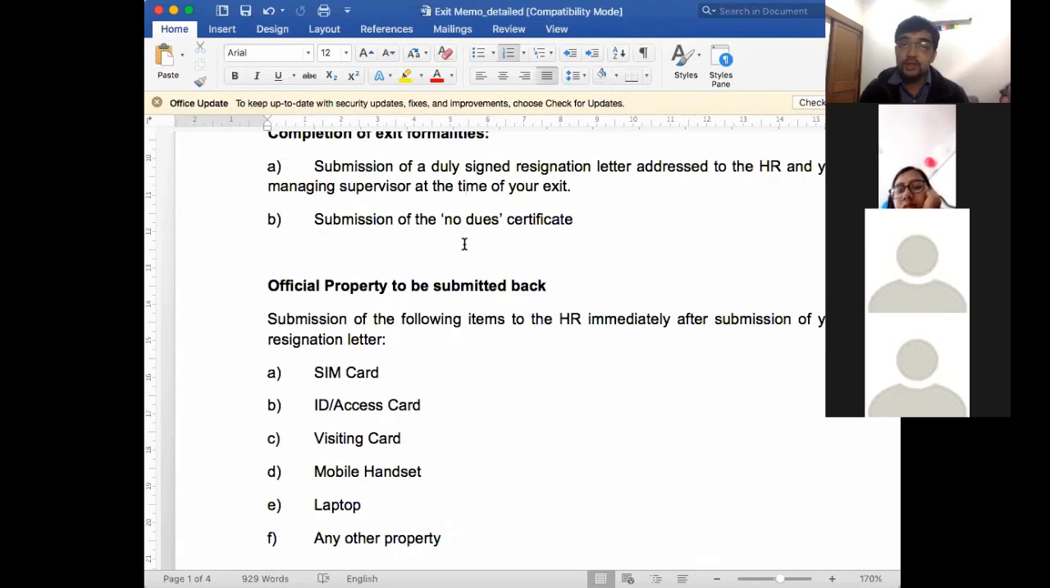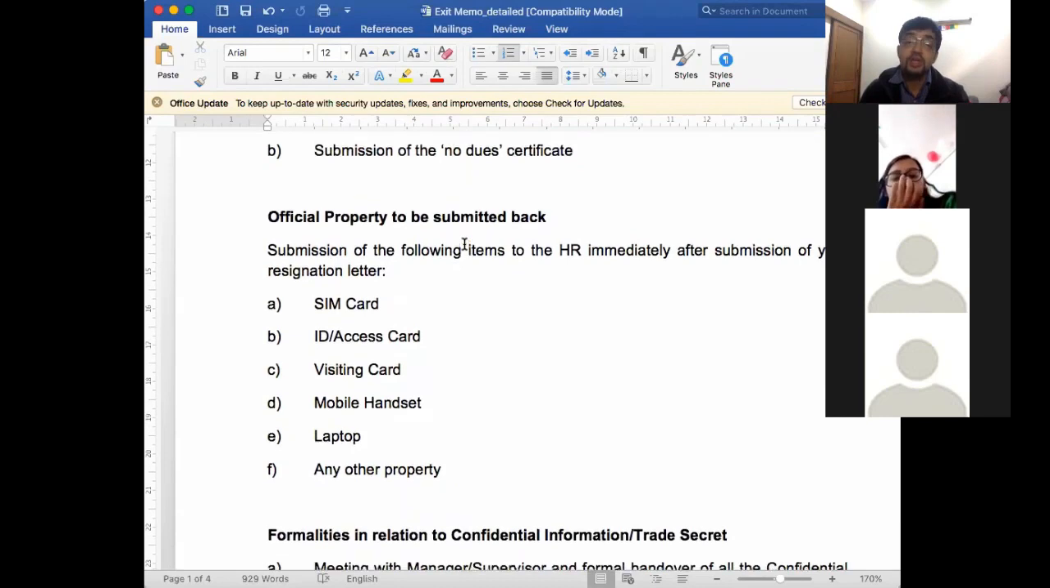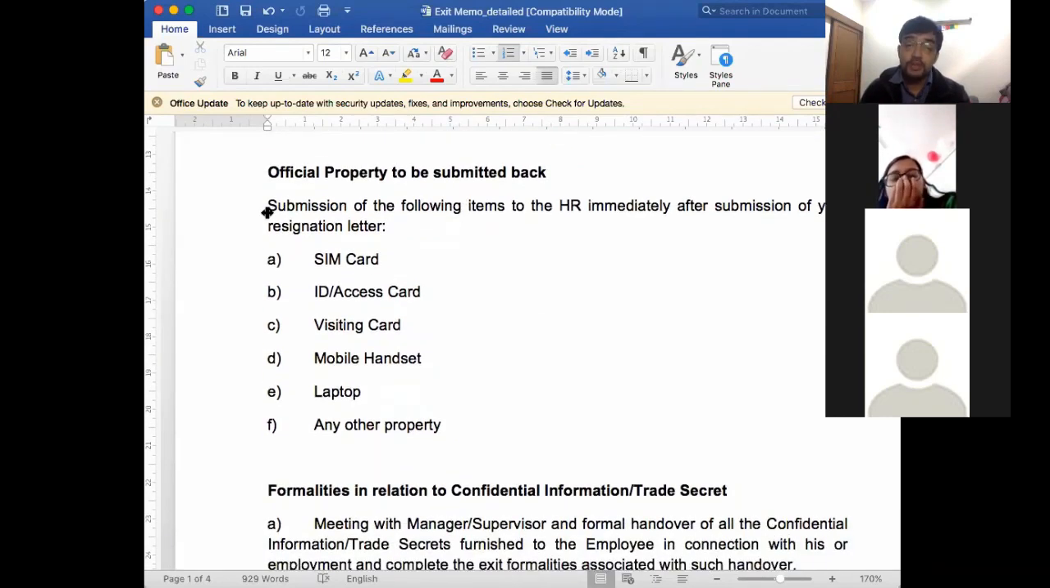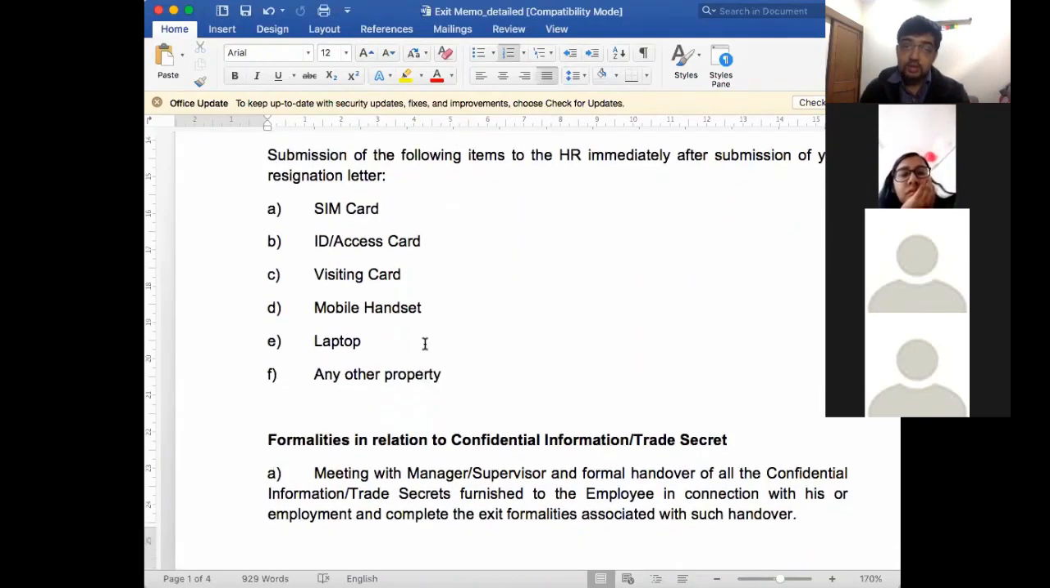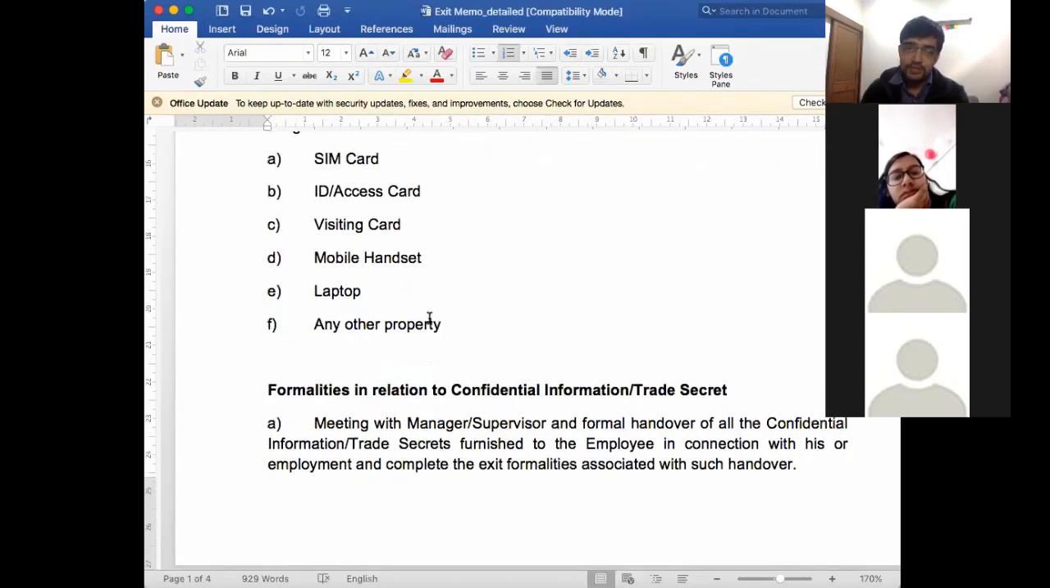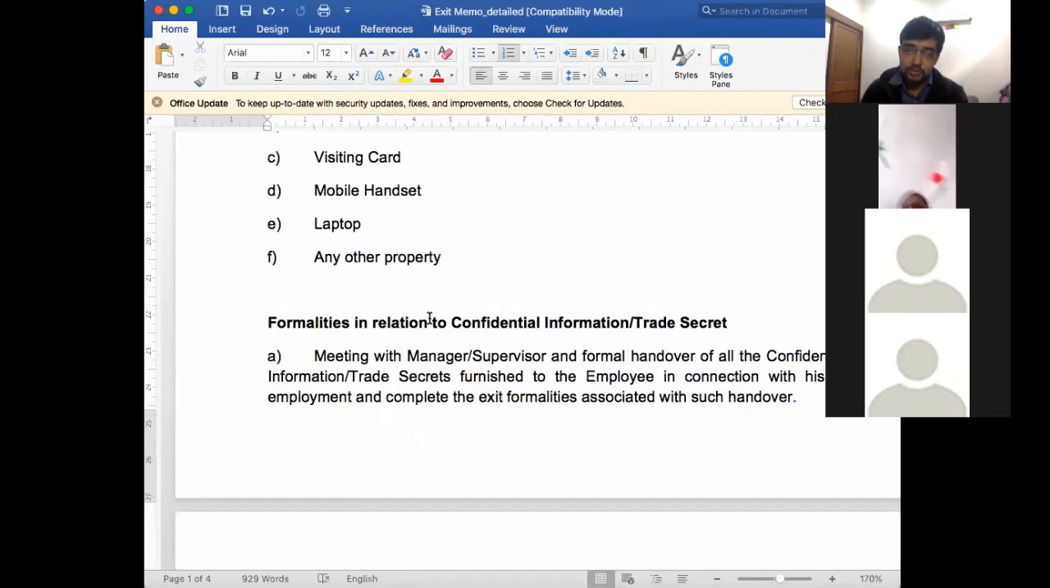Because here there are two kinds of risks for an organization. One is a legal risk, and also there is a reputational risk. The exit memo serves as an instrument even to deal with reputational risk. Submission of office property: consider this as an example. When these are submitted, it can be countersigned by the HR. Any office-related documents, even digital copies.